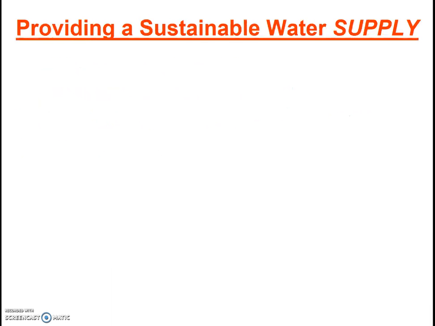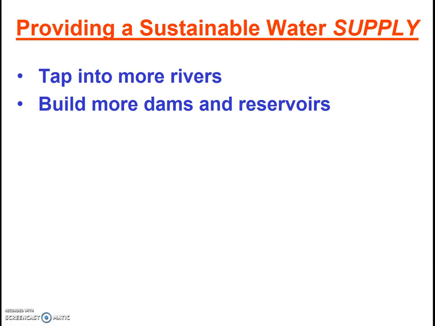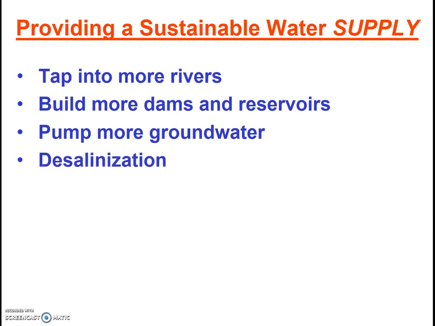So how do we develop a more sustainable water supply to manage our way through these droughts? Well, for years, water managers in California dealt primarily with the supply side of the problem. Find more water, find more water, find more water. Basically, this meant tapping into more rivers, building more dams and reservoirs, pumping more groundwater, and more recently, looking into desalination. Stop the video and come up with some pros and cons of each of these supply side strategies.